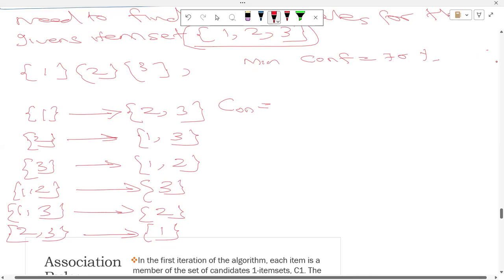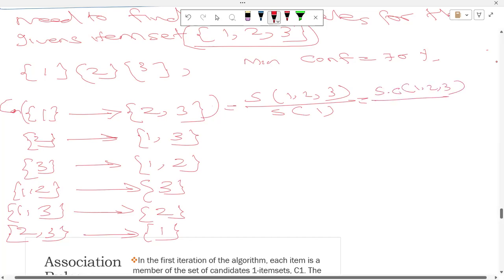How can we calculate the confidence of this rule? I'm putting confidence in front of this rule. Confidence is the support of 1, 2, 3 divided by the support of 1. This is the equation. So it equals the support count of 1, 2, 3 divided by the support count of 1. Now you know these two values.